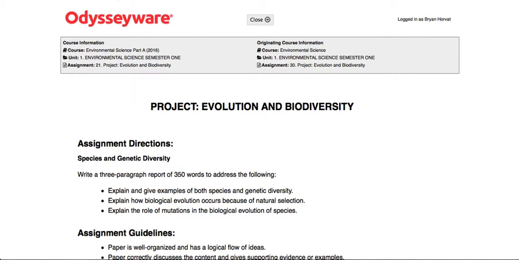Hopefully, what this project is trying to get across to you from an objective standpoint is for you to be able to differentiate between species diversity and genetic diversity. Can you explain what underlying mechanisms exist for the case of biological evolution? Hopefully, after this, you'll be able to compare and contrast biological selection from artificial selection and, lastly, identify the mechanisms that can lead to speciation.